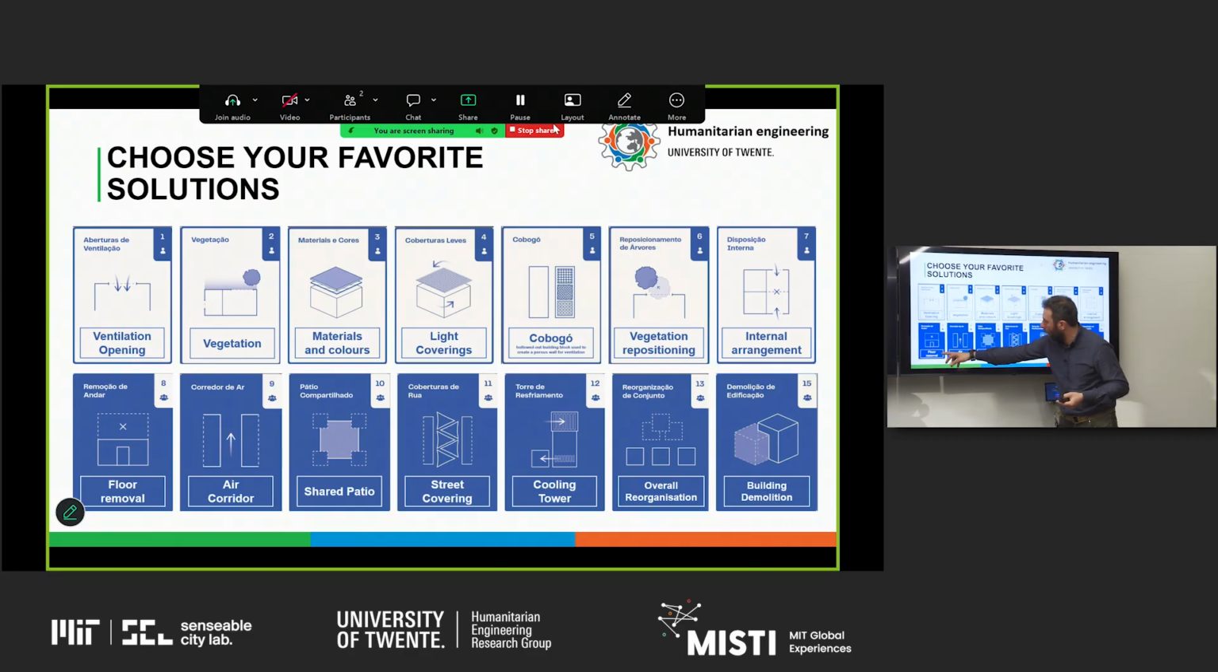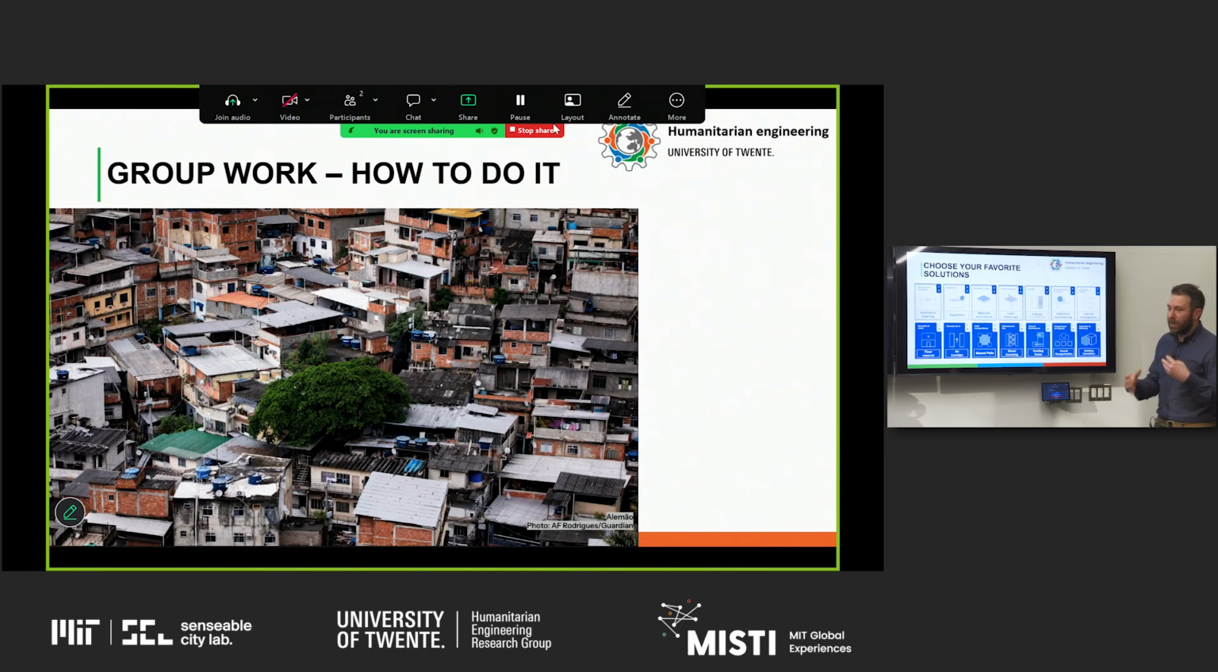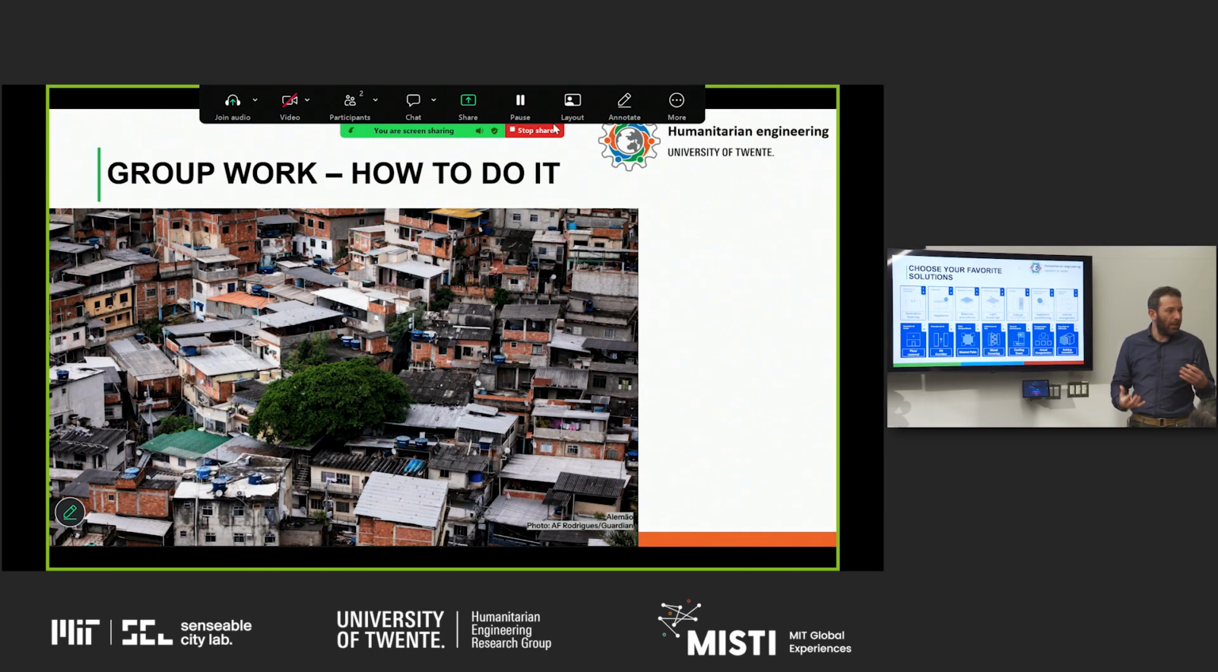So as you can see, floor removal over an alley, air corridor between two houses, shared patio, for example. Patio, I suppose that you know what it is. A street covering, cooling tower, overall reorganization of some part. And as you can see, we are talking about expensive and more expensive interventions, right? Those are some of the solutions that we would like you to brainstorm and think about. What is important for today is that we discuss together what is the best trade-off of all these interventions.